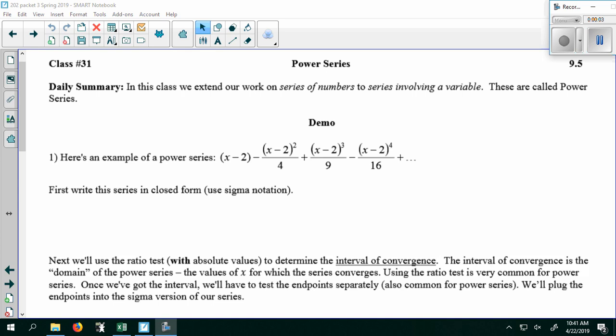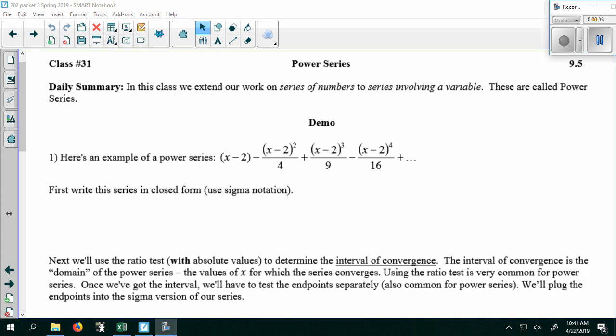In this class, we're going to extend our work on series of numbers to series involving a variable, and these are called power series. So this is a brand new thing that we're looking at. It's an infinite sum, which is what we've been studying for the past several classes. But all of the infinite sums we've looked at before today were just numbers, a number plus a number plus a number plus a number, and it goes on forever. So now we have this infinite sum, and there's a variable in there, x.